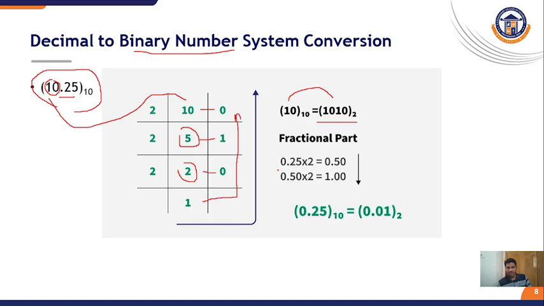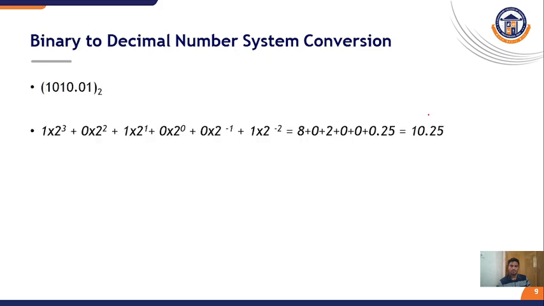So consider the fractional part. In order to convert this fractional part, we have to multiply that number by 2. So we will be getting 0.5. Now consider this fractional part and multiply with 2, we will be getting 1.0. Since the fractional part is 0, that is 1.0, we can stop here. Then we write from top to bottom, that is 0.01. So on the whole, we can write 1010.01.